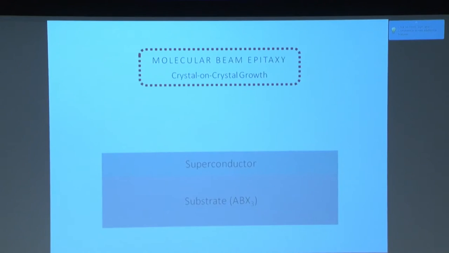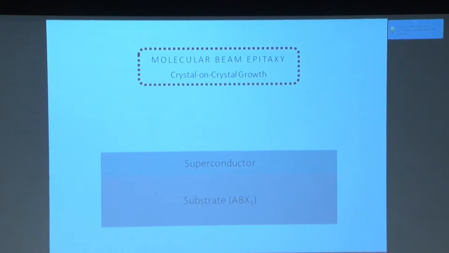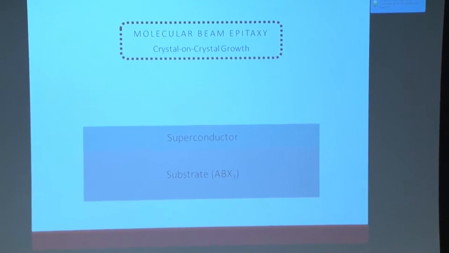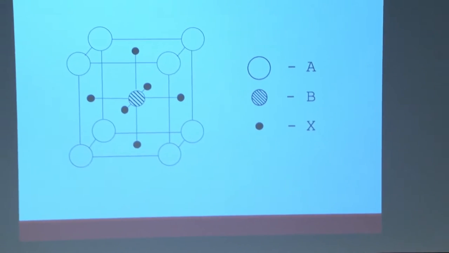What is critical about this process is that there has to be a very specific compatibility between the substrate we use and the superconductor that lies above it. The substrate we use acts as a template for the superconductor atoms to grow on top of, which means that it needs to have high lattice compatibility. So one of the substrates that we use has a perovskite structure. This is an ABX3 structure with a cubic unit cell.